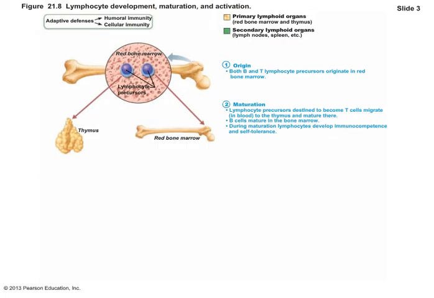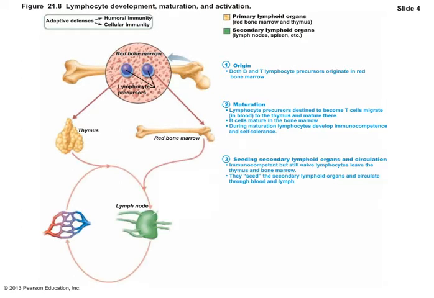Once the lymphocytes are created, they're then going to need to go through the process of immunocompetence. Immunocompetence, if you remember, is the process whereby these lymphocytes learn which targets to attack and which targets not to attack. And so immunocompetence involves learning that your own tissue should not be reacted to, but that foreign tissues should be reacted to. And so immunocompetence of the T cells happens in the thymus, whereas immunocompetence of the B cells happens in the red bone marrow.